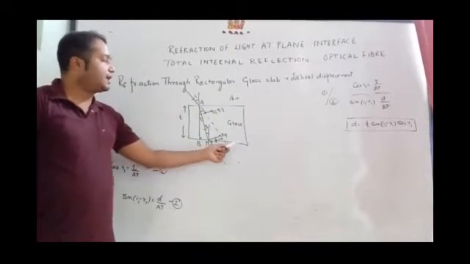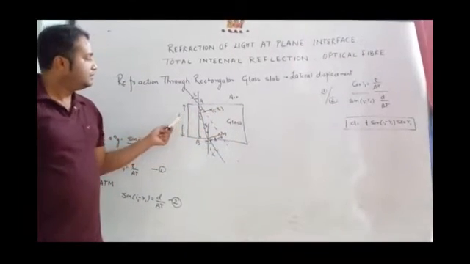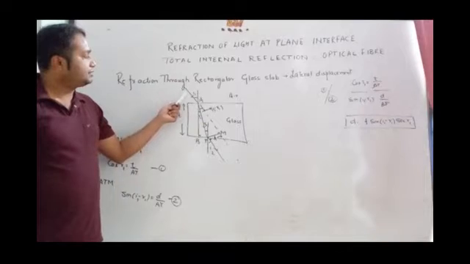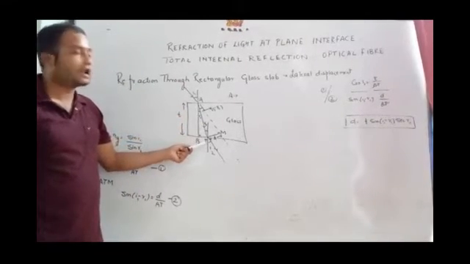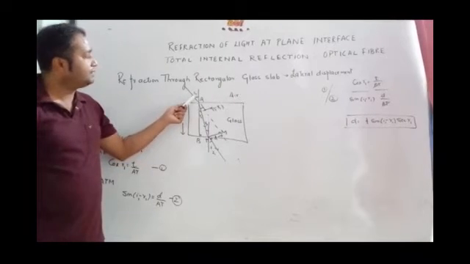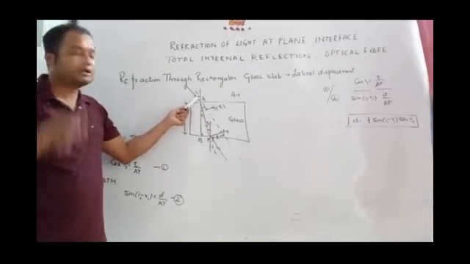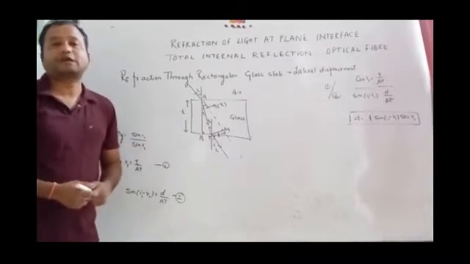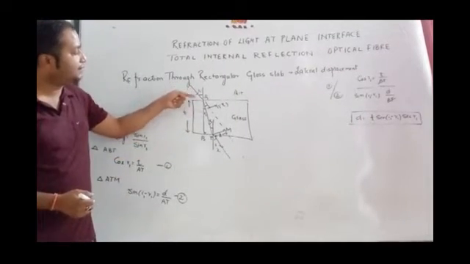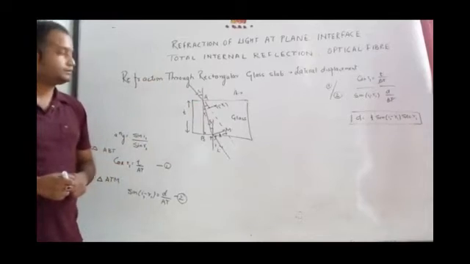This is a glass slab which I have made over here. A ray of light enters, strikes the medium and enters this glass slab. That's the first refraction. So this particular angle of incidence is the first angle of incidence. This angle of refraction is the first angle of refraction. Hence I have used I suffix 1 and R suffix 1.